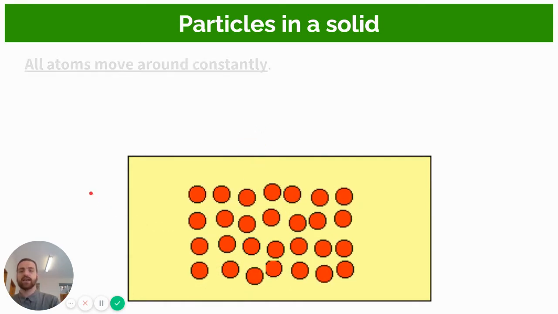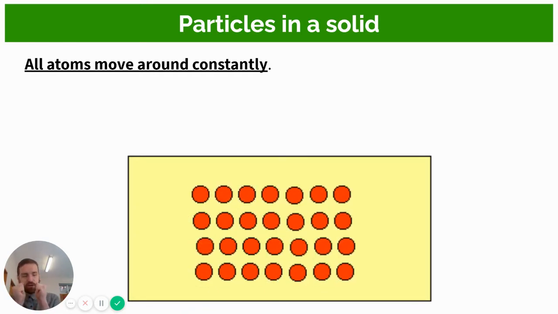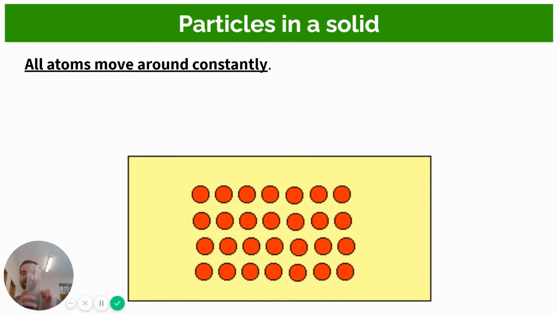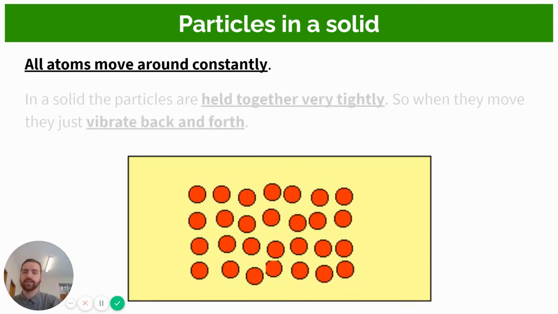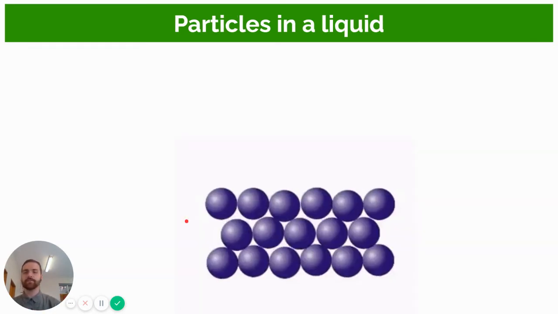The first one is a solid. All the atoms are moving constantly, and that's true for all atoms. But in a solid, they're so tightly packed and so close together that they just vibrate back and forth, which is why solids keep their shape. That's why this water bottle keeps its shape. It is solid. The particles in there are held together so tightly. They're just staying in place and they're holding each other close. So that's why it's solid and I can't break it. They're held very tightly and they vibrate back and forth. So here's an image of what they'd look like.